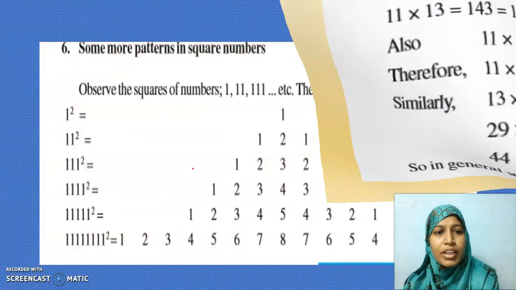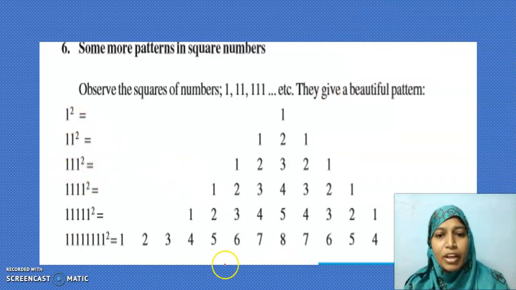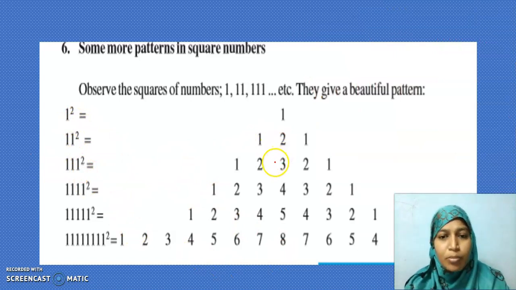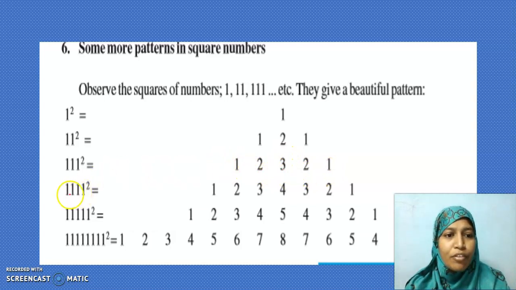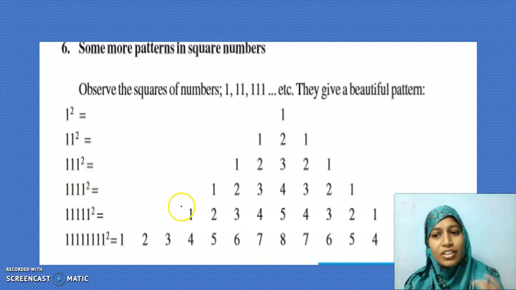Now the last property is very simple. This pattern you would have seen many times in many magazines. 1 means 1 squared. Two ones are there, so 2 will come in between, and side by side you will have 1, 1. If 3 ones are there, you will have 3 in the center and you will write in reverse, 2, 1, here 2, 1. And 4 ones, that is 1111 squared. See how beautiful the number sequences are. Let us enjoy the beauty.